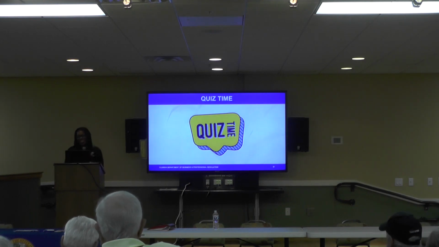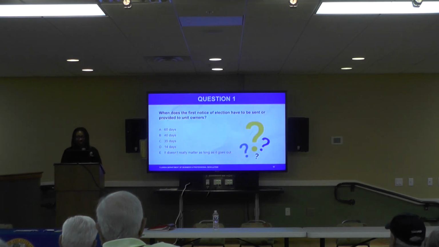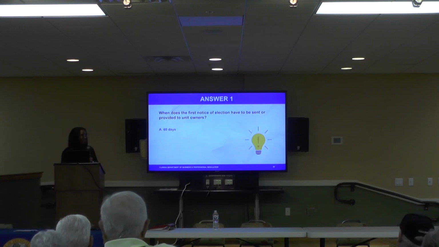Quiz time. What's our question? When does the first notice of election have to be sent or provided to unit owners? Okay, it's A. All right, you guys are ready? Yes, it's 60 days. Good job, guys. Reminder, these 60 days are calendar days. Only noticing requirements. So there are other important days to note as well.